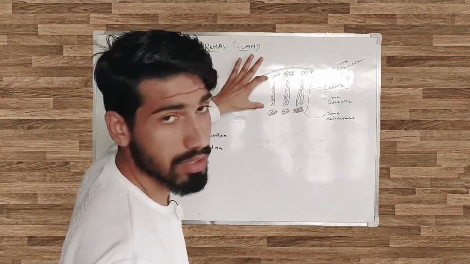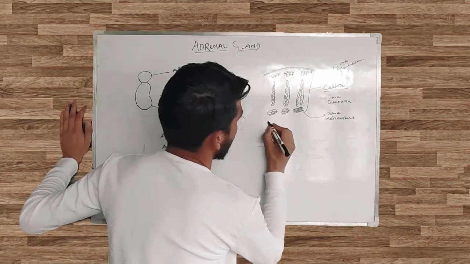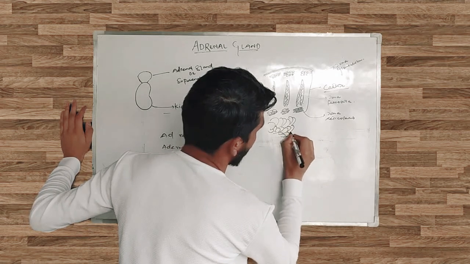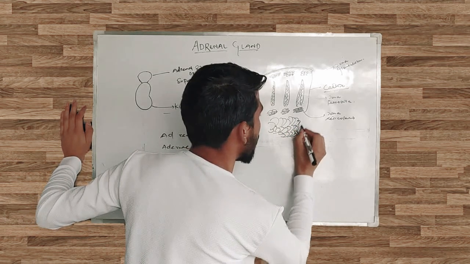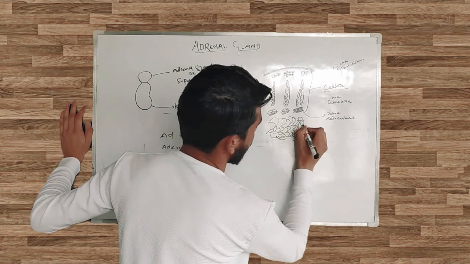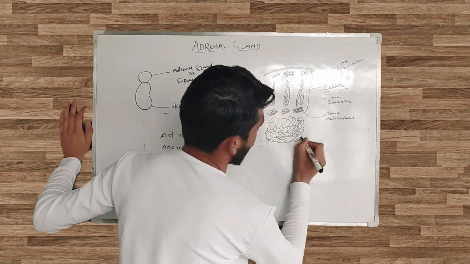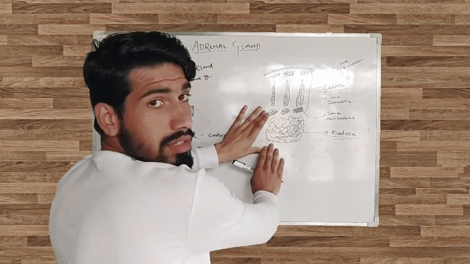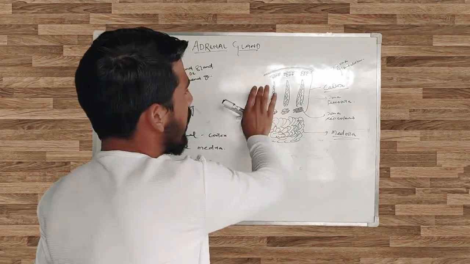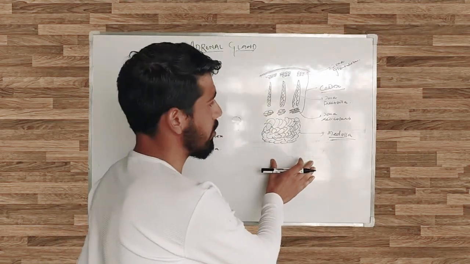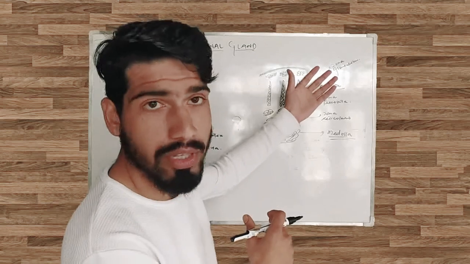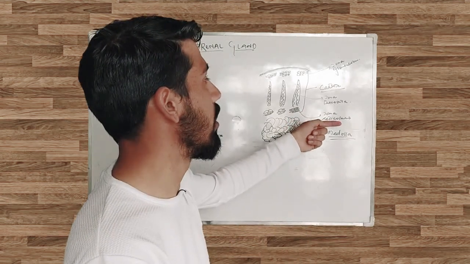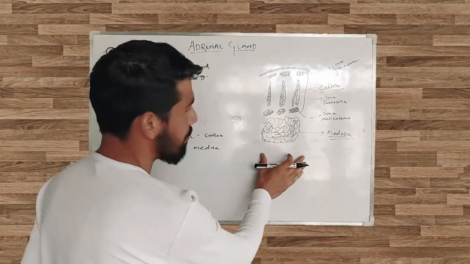This part is the adrenal cortex, and the other part is the medulla. These are the cells of the medulla, which is the internal part. This is the medulla part, and this is the cortex part. Now we talk about what hormones the zona glomerulosa releases, what the fasciculata releases, and what the zona reticularis releases.